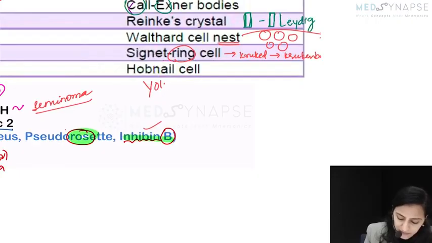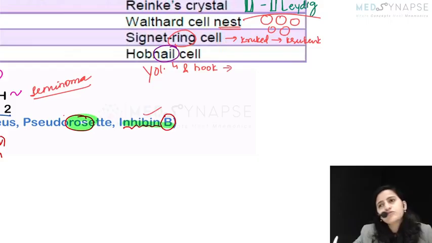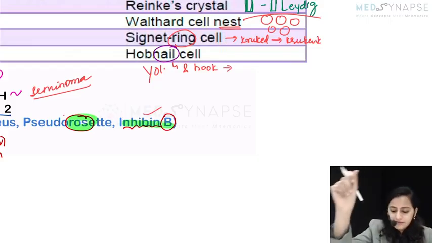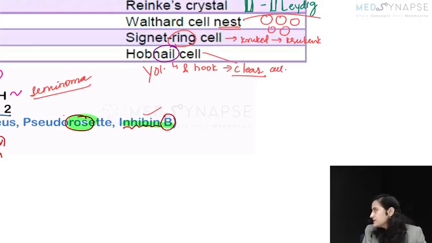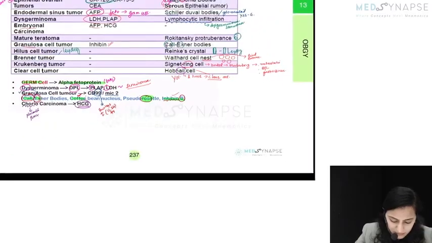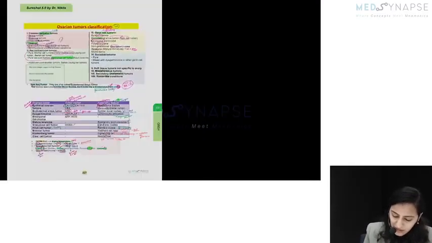Hobnail is which tumor? Remember the nails and the hooks. What do you use the hook for? Hook का के लिए use करते हैं? Clear the space. So nail and hook is for clear cell. Hobnail is clear. Right, so these are your bodies.